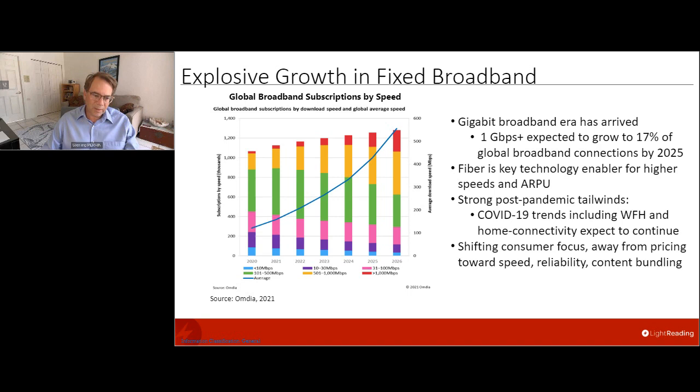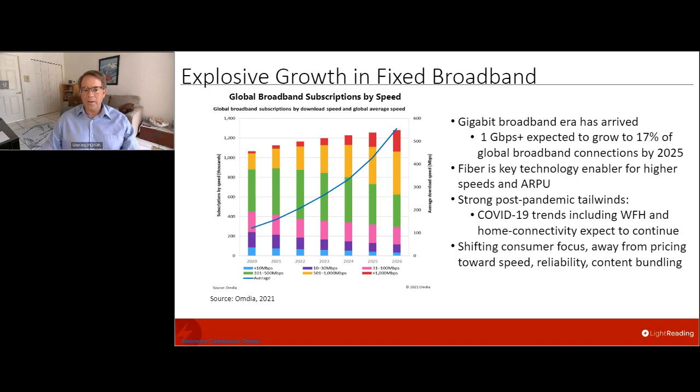But you can see that blue line of average download speeds climbing significantly over the next 5 years as well, to over 500 megabits by the end of this forecast period. Fiber is a huge enabler of moving to greater speeds. That's really the main technology enabler that lets operators move to gigabit speeds and even beyond. But it's also, interestingly, an enabler for higher average revenue per user, or ARPU.